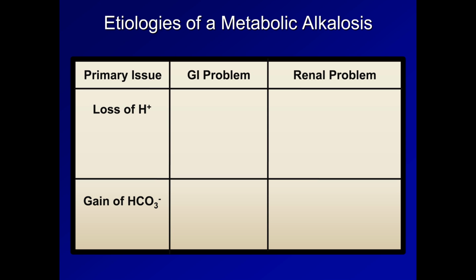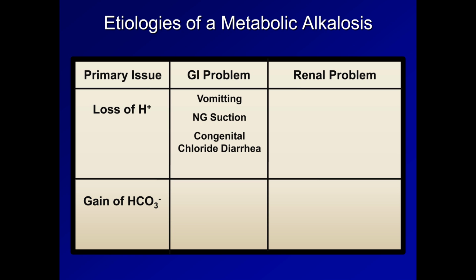For example, loss of hydrogen ions in the GI tract can be due to either vomiting, nasogastric suctioning, or congenital chloride diarrhea. I'm going to be talking much more about the other conditions listed on this chart in a few minutes, but congenital chloride diarrhea is a rare genetic defect in an epithelial anion exchanger which results in a syndrome of hyponatremia, hypokalemia, and metabolic alkalosis, usually presenting immediately after birth.